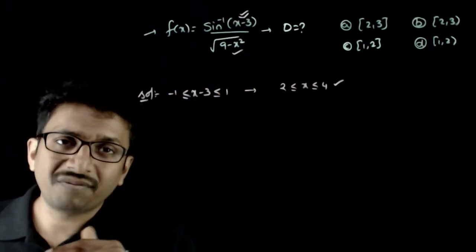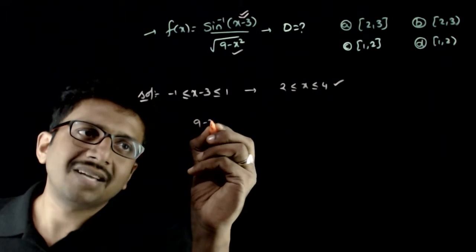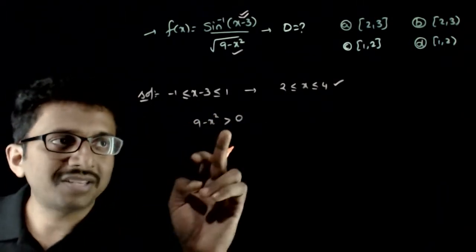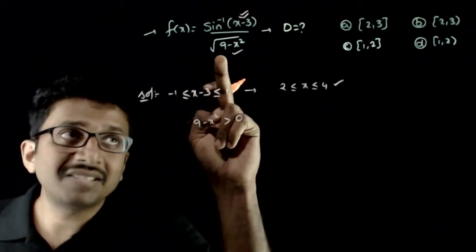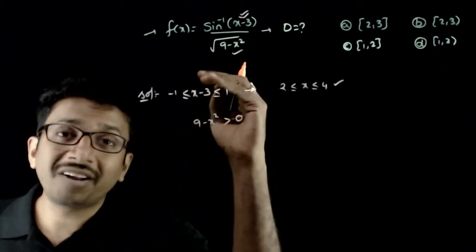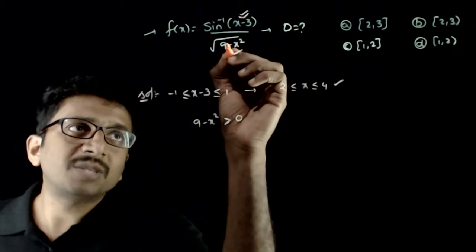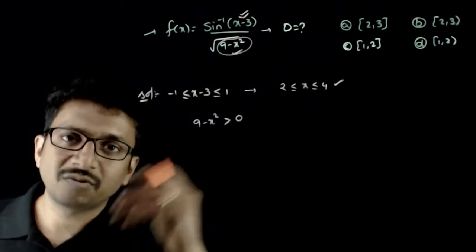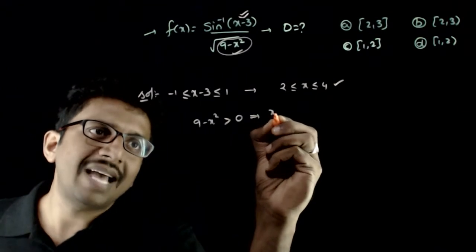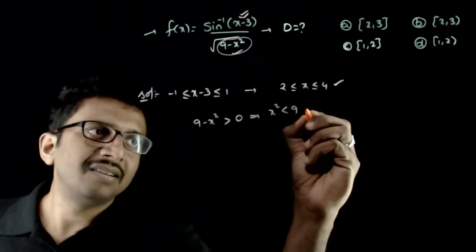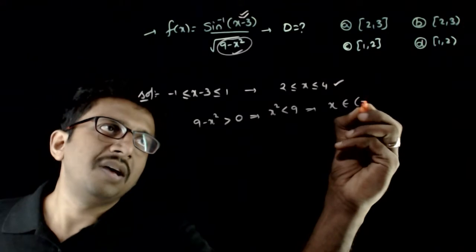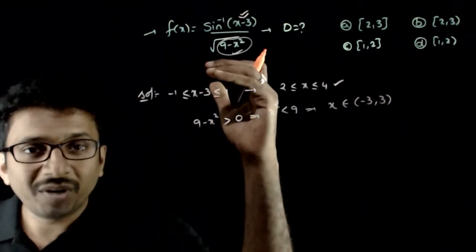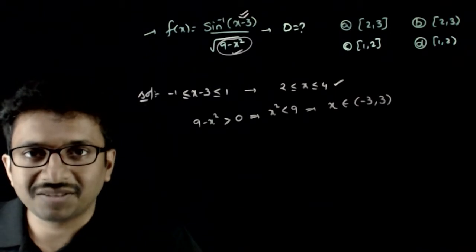For the denominator to be defined, 9 minus x square should be greater than 0. I'm not saying greater than or equal to because 9 minus x square is there in the denominator, so the denominator cannot be equal to 0. And the expression inside the square root has to be positive. So 9 minus x square is greater than 0. This implies x square is less than 9, which implies x belongs to (minus 3, plus 3). So for the denominator to be defined, x should be in between minus 3 and plus 3.